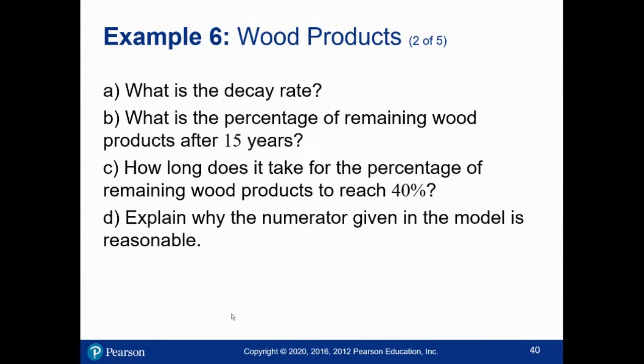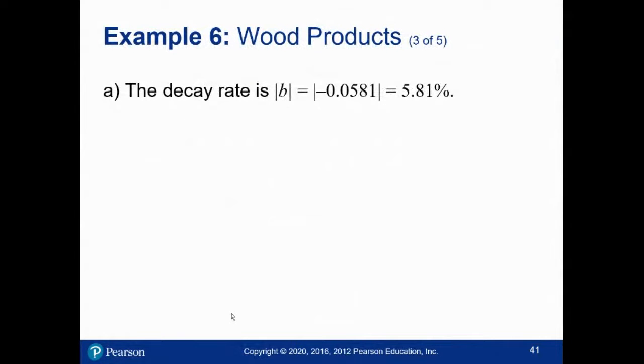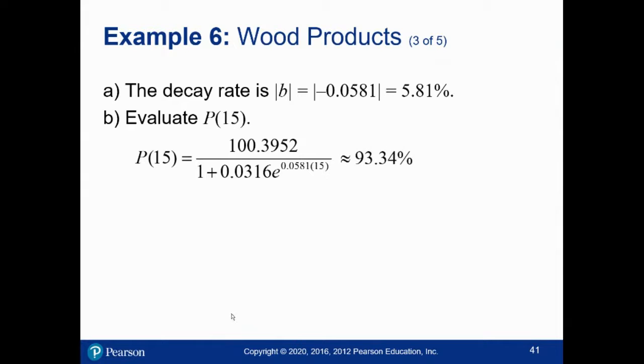That's a pretty open-ended question. We'll see exactly what they mean. So the decay rate is just the absolute value of that exponent multiplier b, which in this case was negative 0.0581, but we take an absolute value, so it's 5.81%. How much is left after 15 years is just evaluating at 15, which works out to be about 93.3%. That's good. If it's meant for long-term use, we want a lot of it to be left after 15 years.